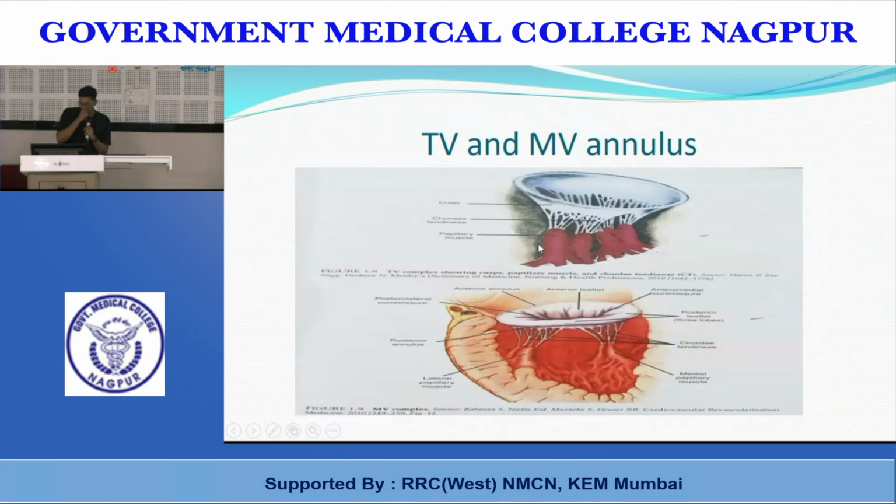Another misconception I'd like to clear. How many papillary muscles are there in the heart? In the left ventricle, what do you think? How many papillary muscles do you have? So usually you say there are 2 papillary muscles in the left ventricle. There are 3 papillary muscles in the right ventricle. Yes, you are right. But how many chordae are there?